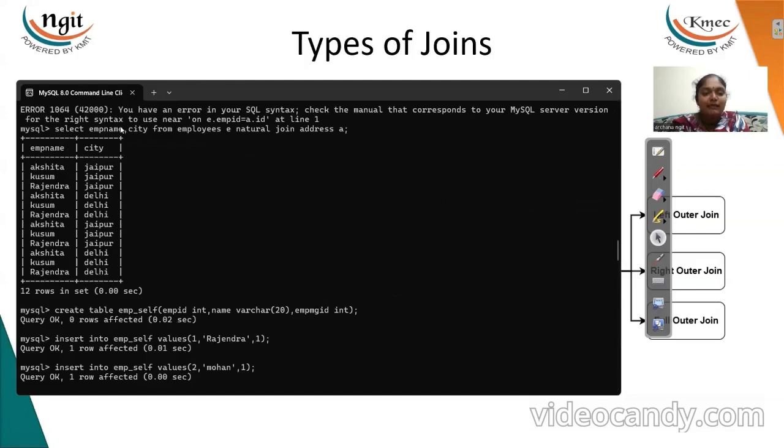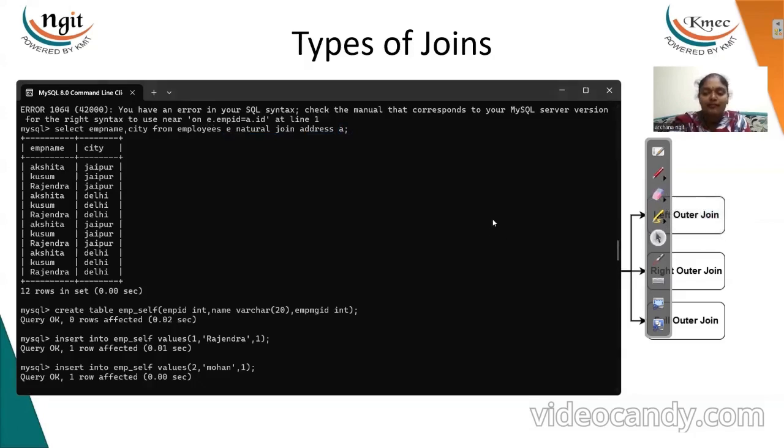Select employee name and city. I want to display only the employee name from the employee table and city from the address table. From employees, E here is taken as an object reference, and then we perform a natural join upon the address table referred to by the object A. When we write this, we are not considering any condition, simply merging both of the tables' content.